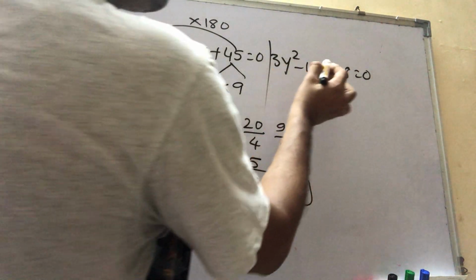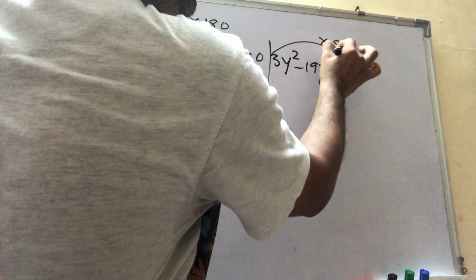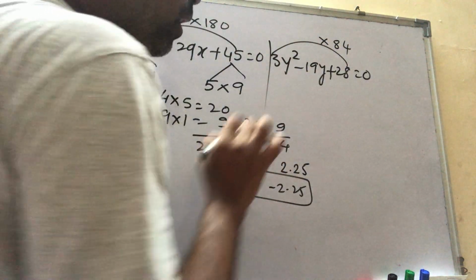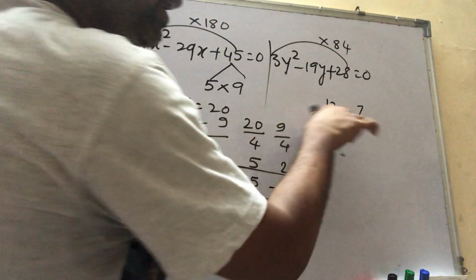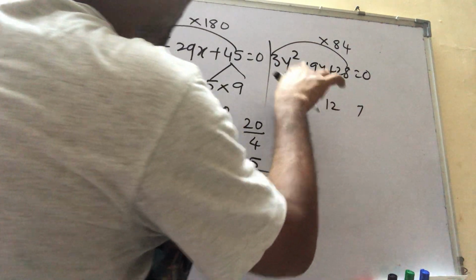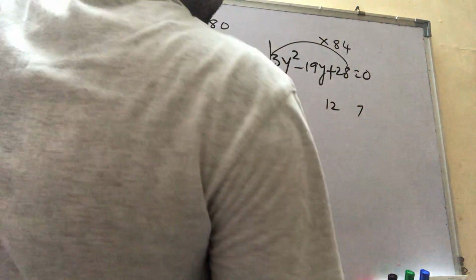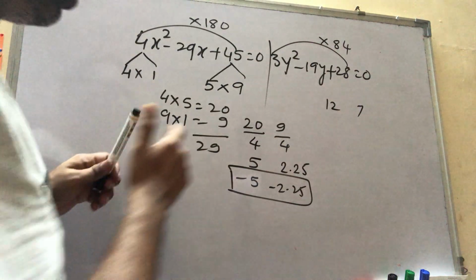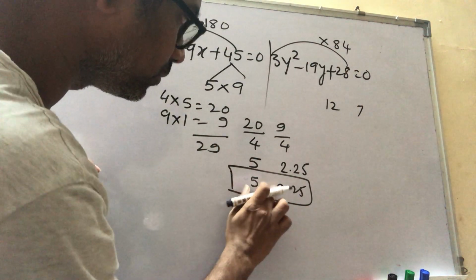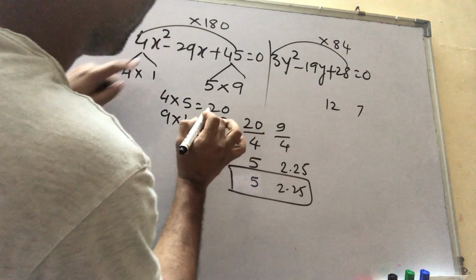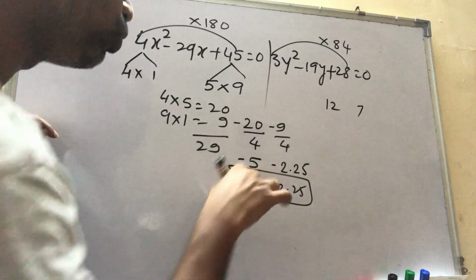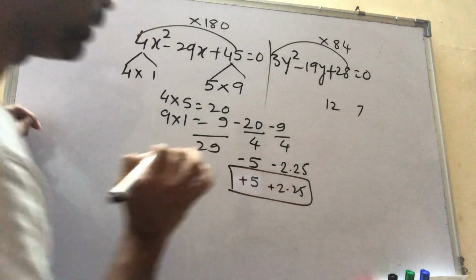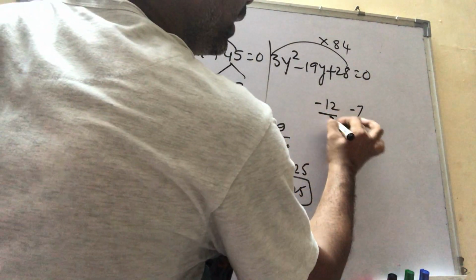X. And here 28 3s are 84, that is multiplication is 84 and addition is minus 19. So factors are what? 12 7s are 84, and addition of 12 and 7, that is minus 19. But see here, okay, 1 minute. Okay. So factors you got, that will be minus 20, minus 9. So minus 5, minus 2.25. So it becomes what? Plus and plus. Yes. And here again same, minus 12, minus 7, divide by 3, divide by 3.